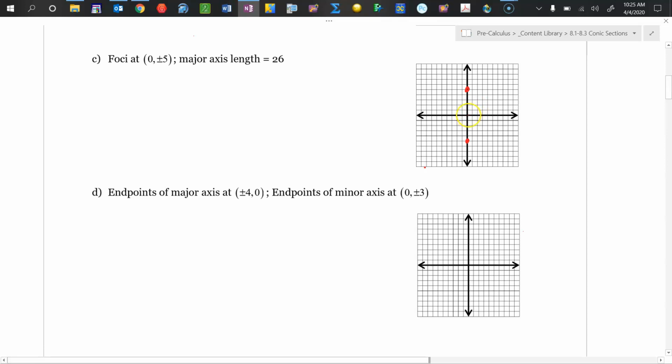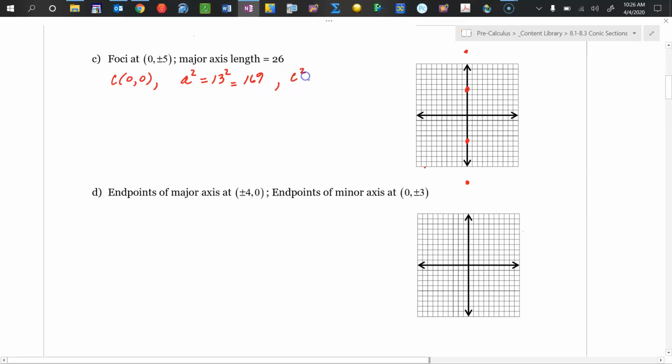So we know that from the center, we're going to have to go up and down 13. So 1, 2, 3, 4, 5, 6, 7, 8, 9, 10, 11, 12, 13. So we're going to be way out here and way out here. So let's write down what we know. We know that the center is at 0, 0. We know that a squared is equal to 13 squared, which is equal to 169.